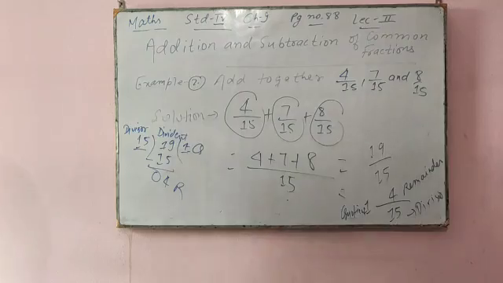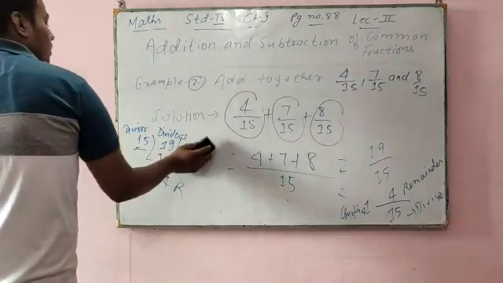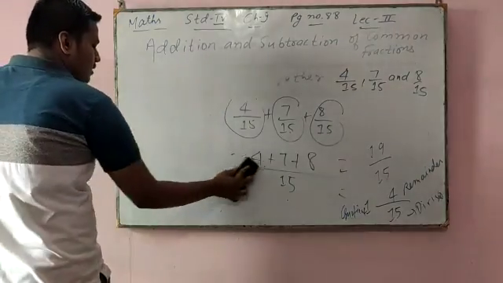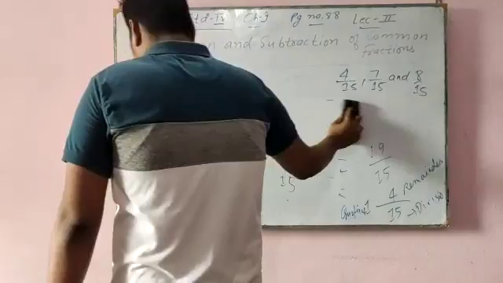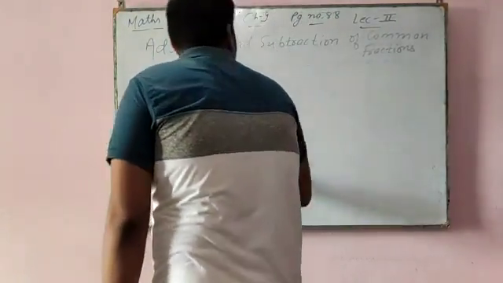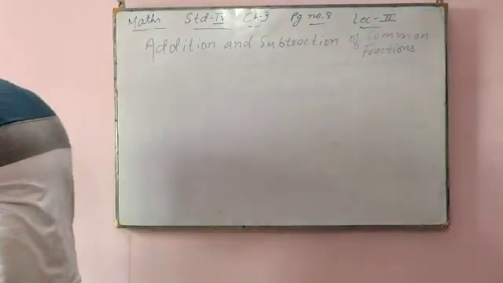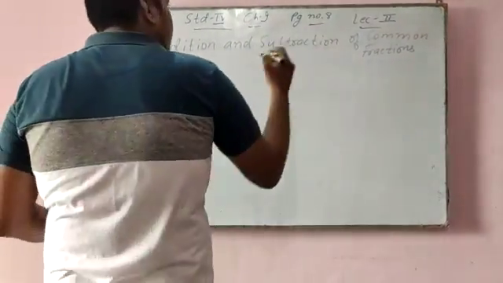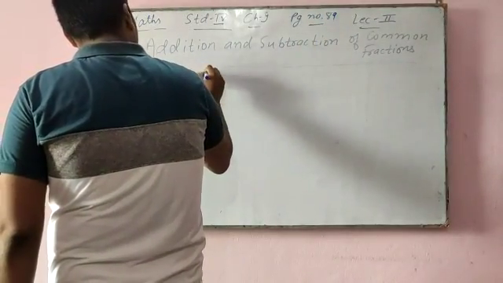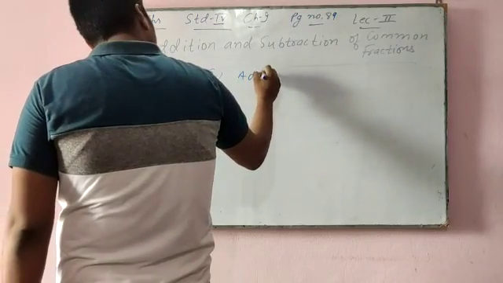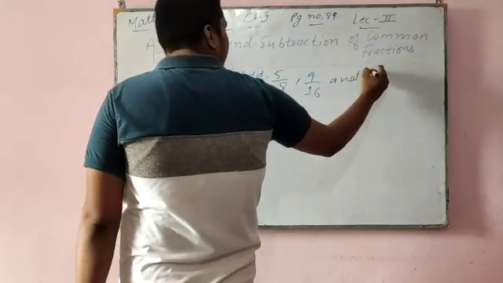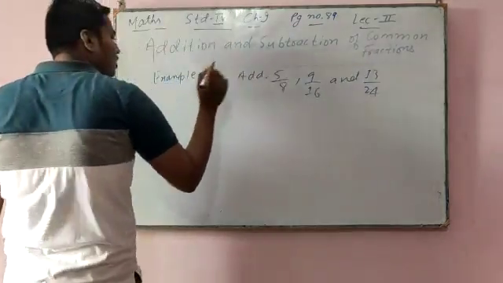Now come to example number 3, when the denominators are different. Now we have seen addition with the same denominator. Now when the denominators are different, how will you solve it? Page number 89. Example number 3. Add 5 by 8, 9 by 16, and 13 by 24. See, in all of them the denominators and numerators are different.